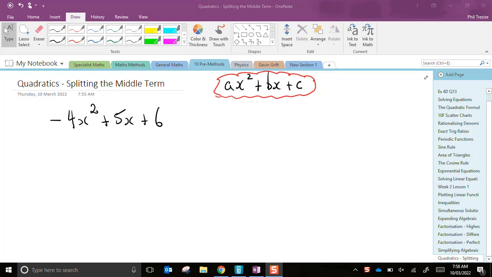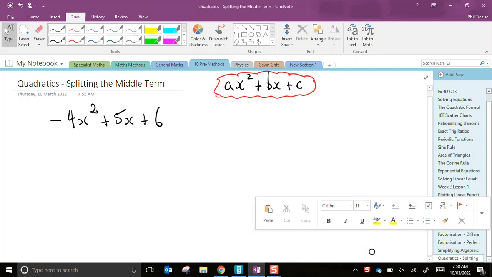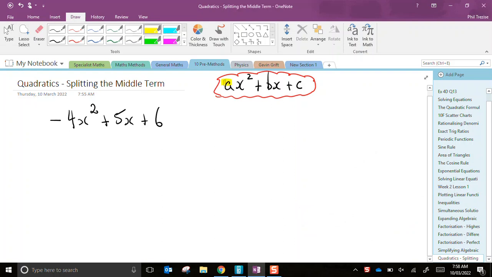Hi everyone. Today's lesson is about factorising quadratics, and we're going to be using the technique of splitting the middle term. Now, I've written up here at the top the standard form of the quadratic equation, and the thing that matters with quadratic equations, of course, is the coefficients. So a is the coefficient of the squared term, b is the coefficient of the linear term, or the one where x is to the first power, and c is the constant, just the number at the end. And different quadratics, of course, will have different values for a, b and c.